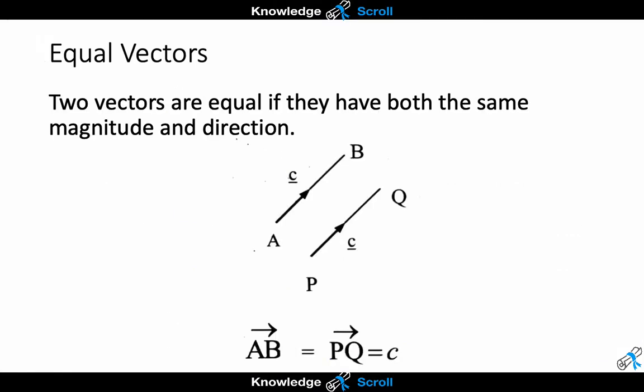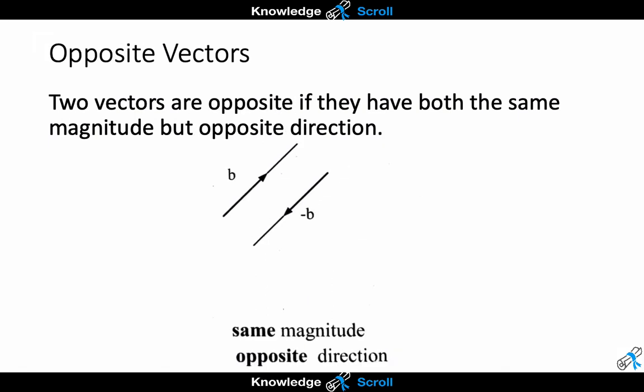Now to finish off our notes, let's simply talk about what are equal vectors, opposite vectors, parallel, and collinear vectors. Now, you say that two vectors are equal if they both have the same magnitude and direction. So that's pretty straightforward. In the example shown here, you have vector AB and then you have vector PQ, and they both can be represented by the same path called C.